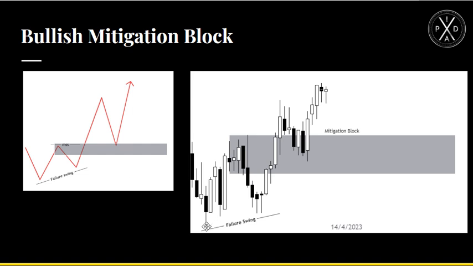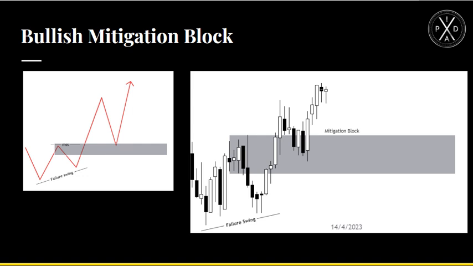So as you see here, we have a low here, and then we have a higher low, and then we see that high in between right here, and then we see that price breaks market structure here and then goes higher, and then price comes back down, mitigates off of this mitigation block, and then it goes higher. So that's what a bullish mitigation block would look like.